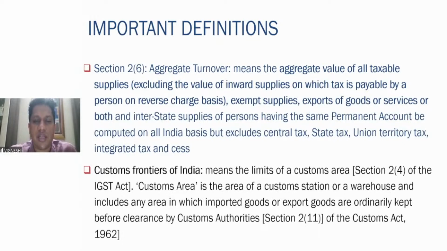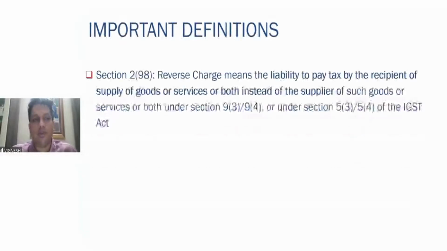Limits of the customs area. Okay. What is a customs area? It is defined as per the Customs Act. Area of the customs station or warehouse, including any area where the imported goods or the export goods are ordinarily kept before clearance. So customs authorities have to check whether all the taxes have been paid and all the quantities are in order before clearance. So the place where it is kept before clearance is called your customs area, right? And customs frontier is your limits of the customs area. Fine. I hope it is clear.